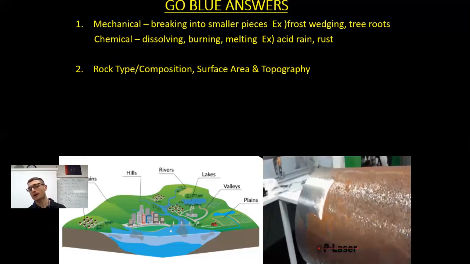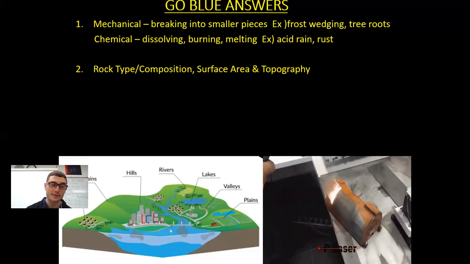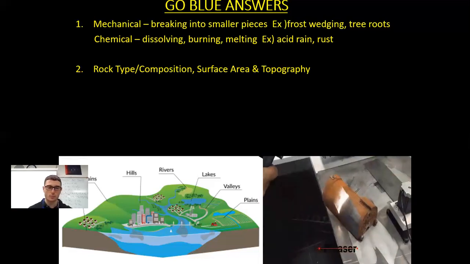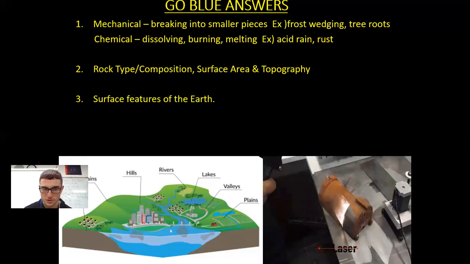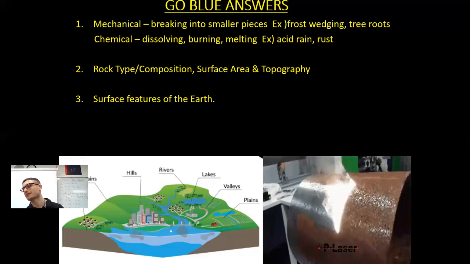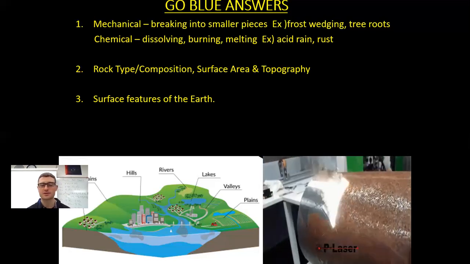And then topography, guys. Again, the steeper a slope is, the greater it will break down. But just know for number 3, topography is just the surface features of the earth. Is the area flat? Is it mountainous? Are there a lot of rivers? Is it dry? Are there canyons, mountains, et cetera, guys?